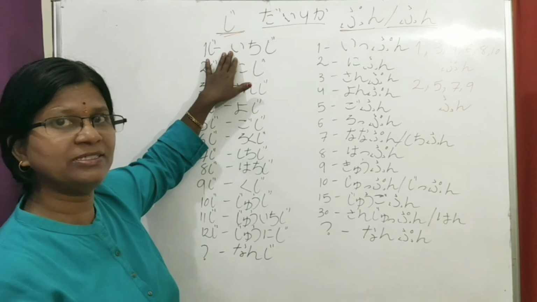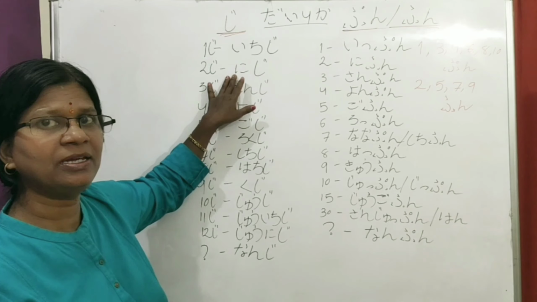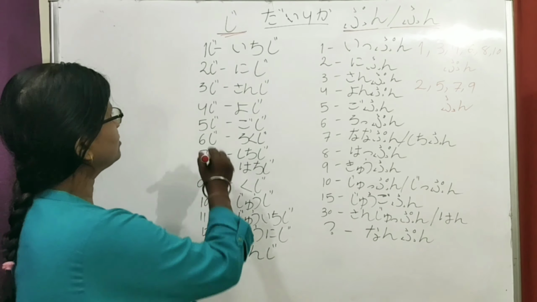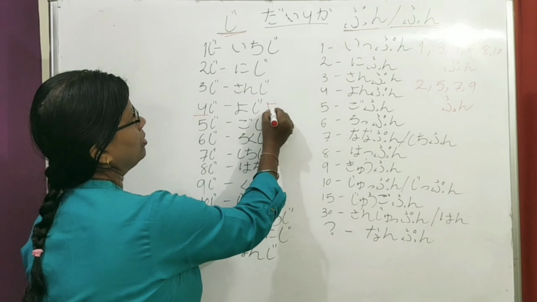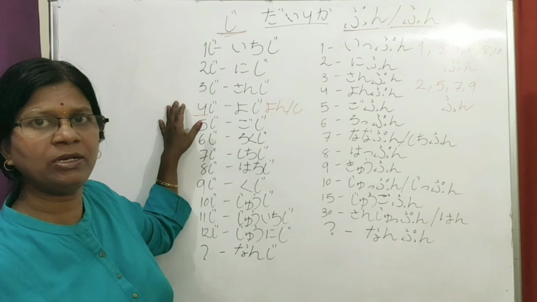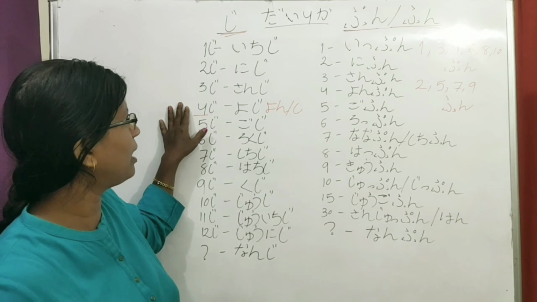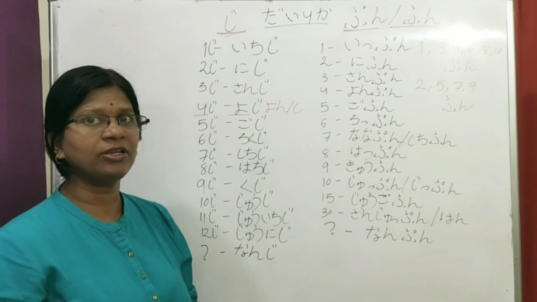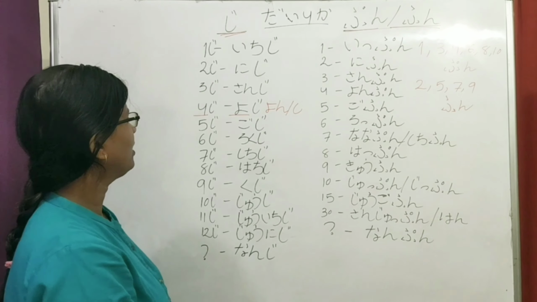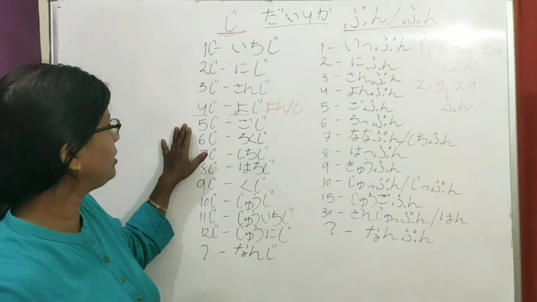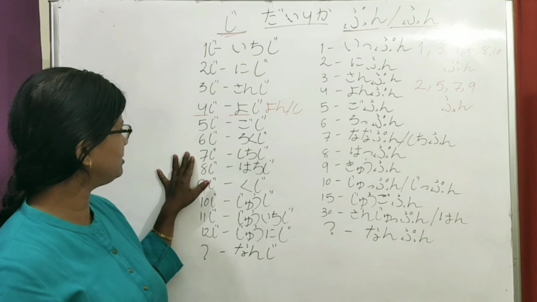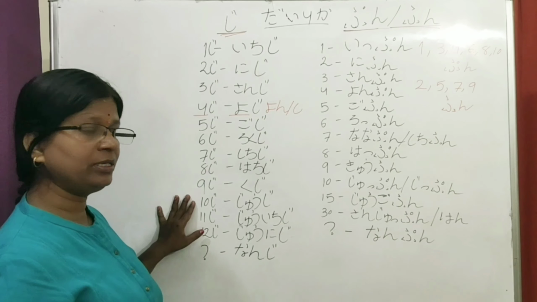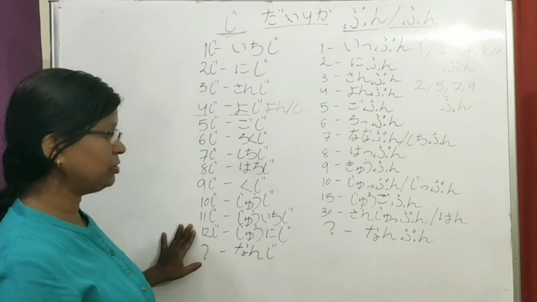Say ichiji, niji, sanji, yoji. This number is called yon or shi. When we use it for the hour, we say yoji, okay, not yonji. Next, goji, rokuji, shichiji, hachiji, kuji, juji, juichiji, juniji.